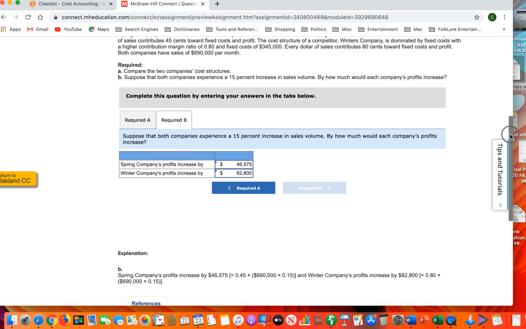By the same token, if you take the contribution margin for winter at 552,000 divided by the profit of 207,000, you get 2.667. Multiply that by 15% and you get 0.40. And take 0.40 multiplied by 207,000 and you get 82,800.